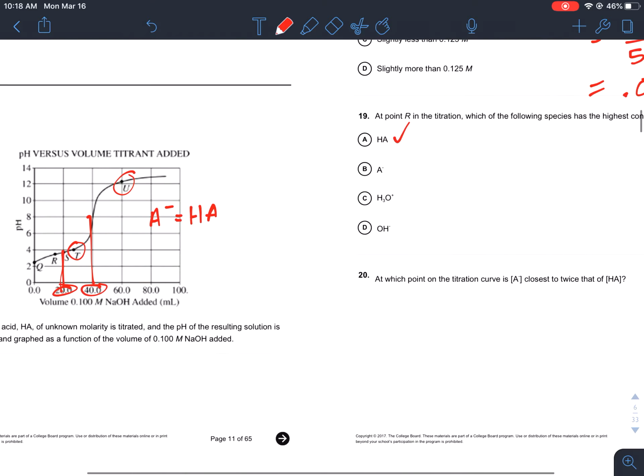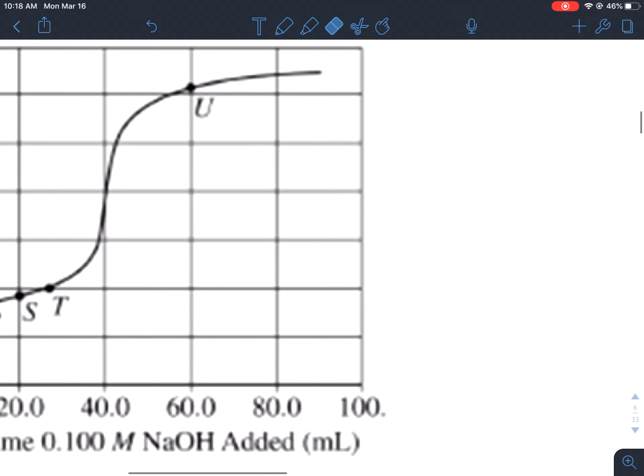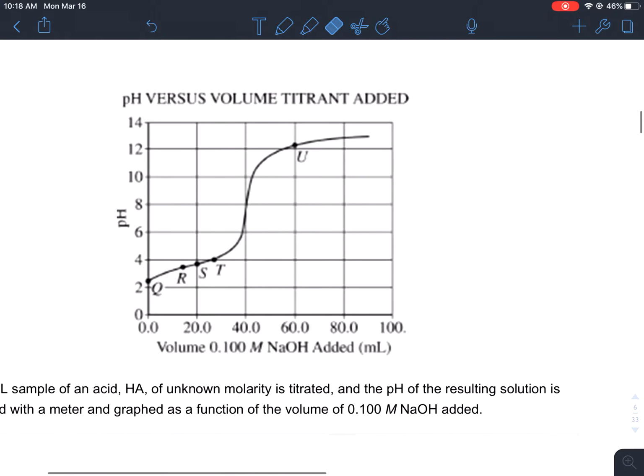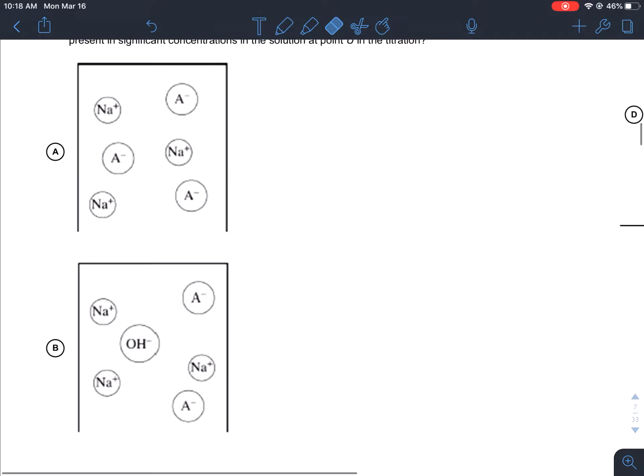Let's find the, here you go. Point U, ooh, look at that. Point U is when this thing is incredibly basic. It's incredibly basic, right? So the first thing I'm going to look for in these diagrams is OH minus. So it can't be this. There's no OH minus. There better be OH minus.